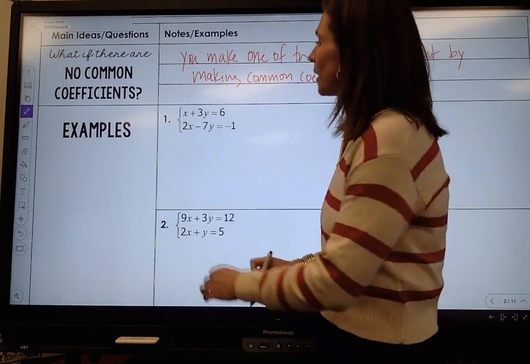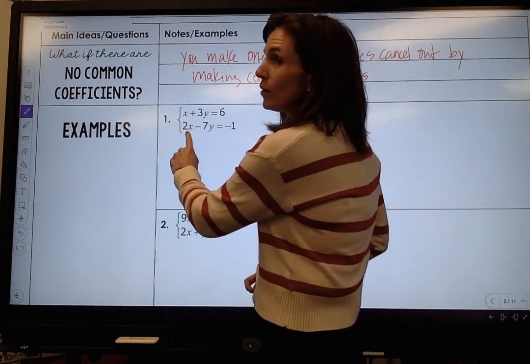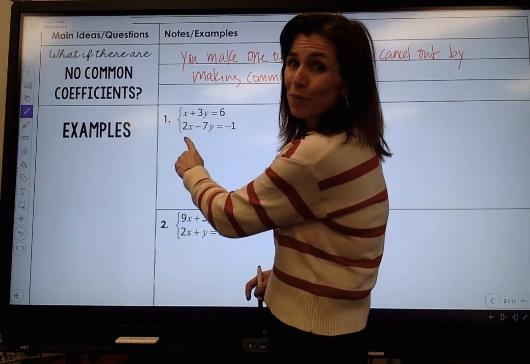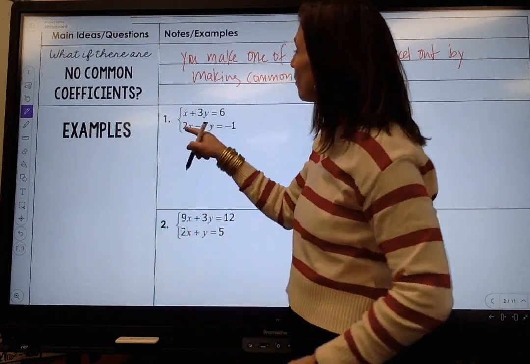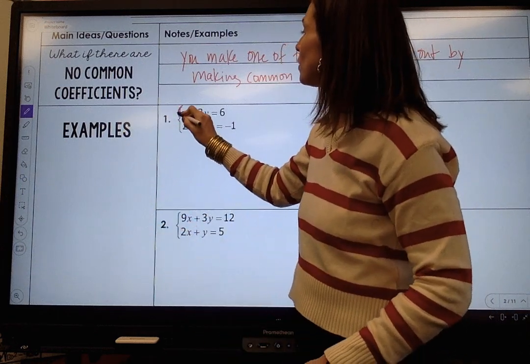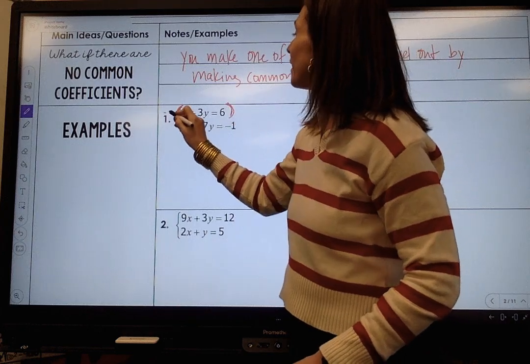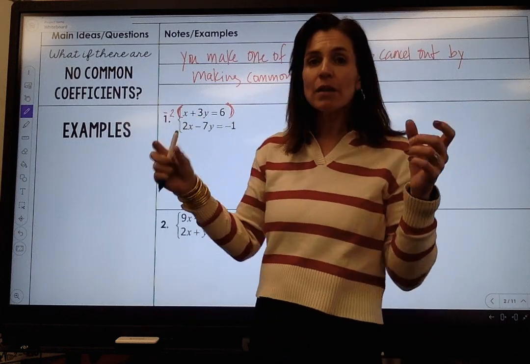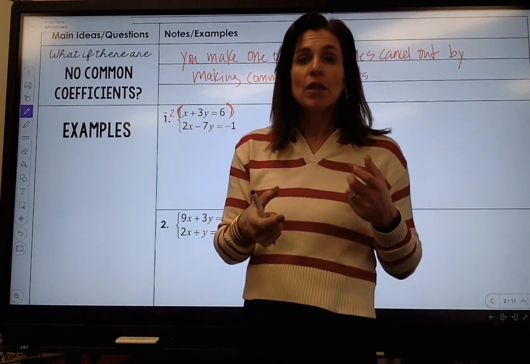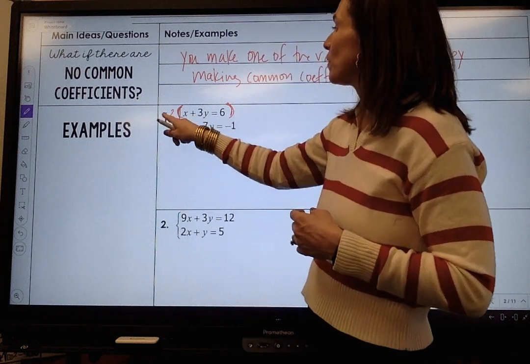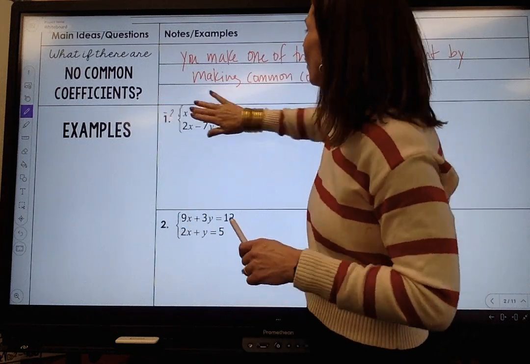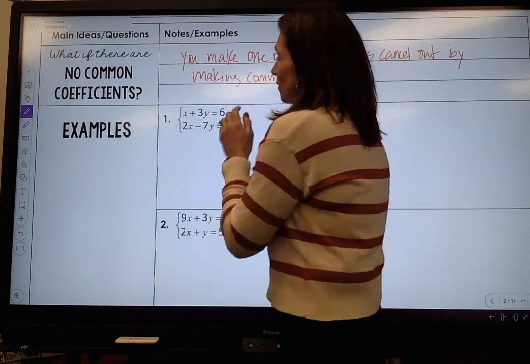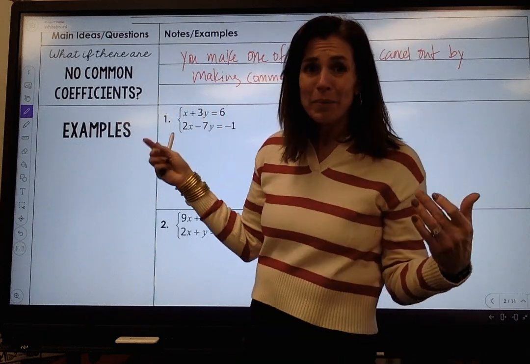I'm going to look at my x's here. You'll notice there's a 2 in front of my x. Well, what can cancel out with a 2? A negative 2. So that means I'm going to multiply this whole top one by a negative 2 to make those coefficients cancel out. So I had to change this top one to a negative 2 to get my x's to cancel out, okay?